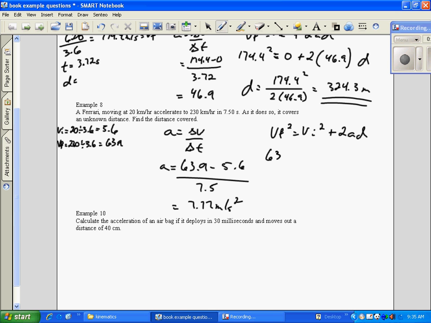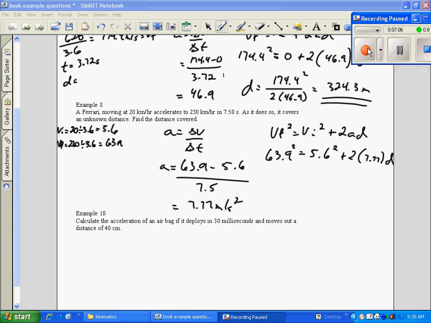Here's where your math skills come into play. 63.9 squared equals 5.6 squared plus 2 times 7.77 D. And you'd have to rearrange that. Can you do that in your head? Not the math, but the rearranging part? You have to subtract the 5.6 squared, right?